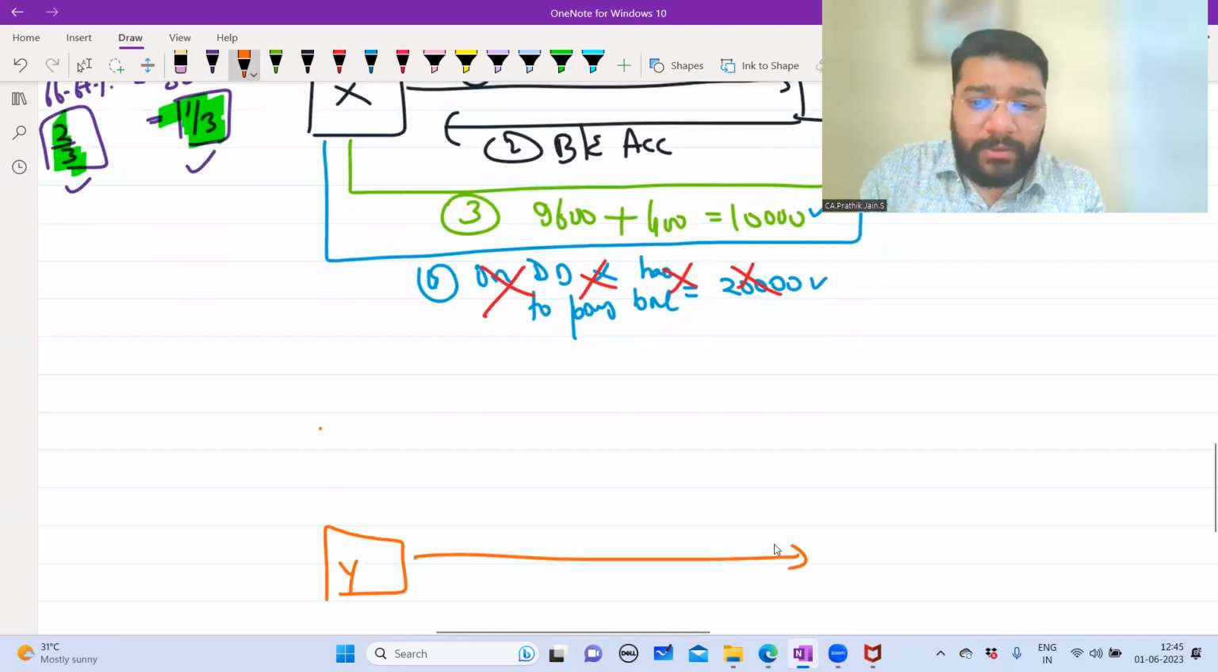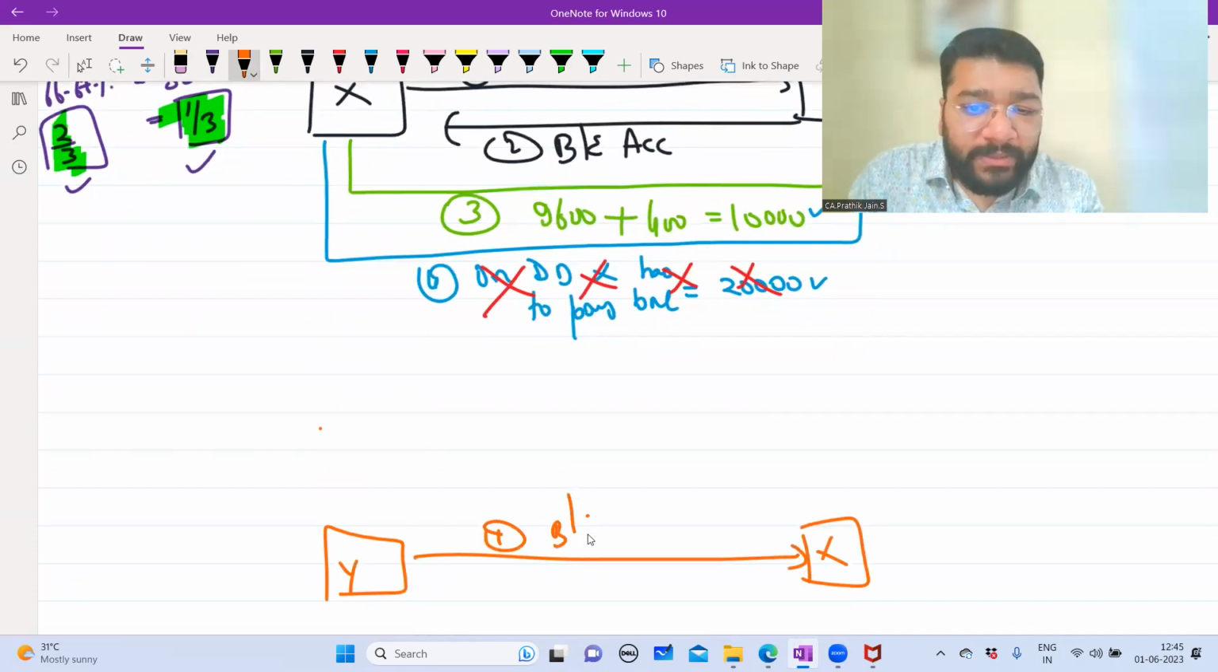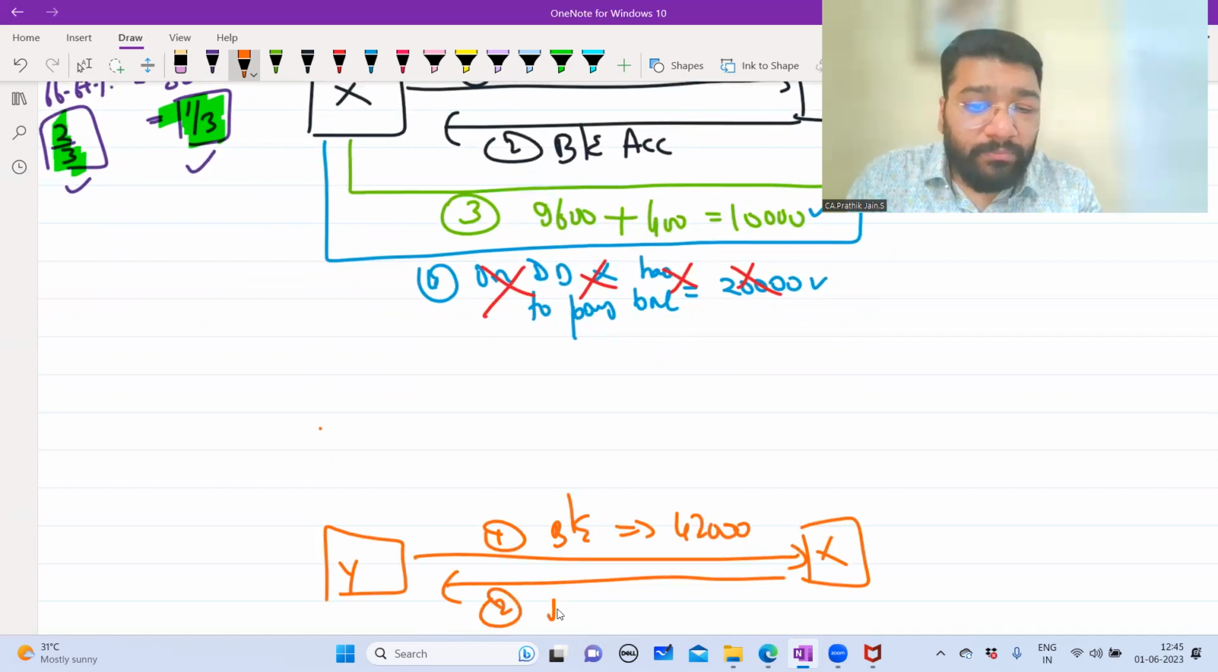Y has drawn the bill on X. For how much now? Bill of exchange, how much? 42,000 rupees, and X has accepted. Bill of exchange accepted, 42,000.